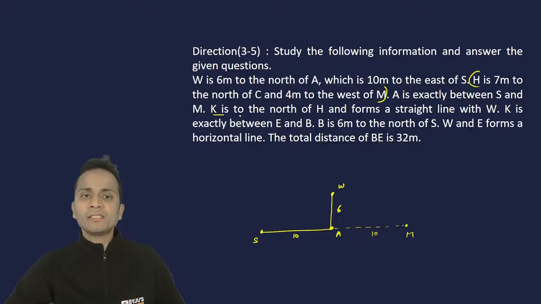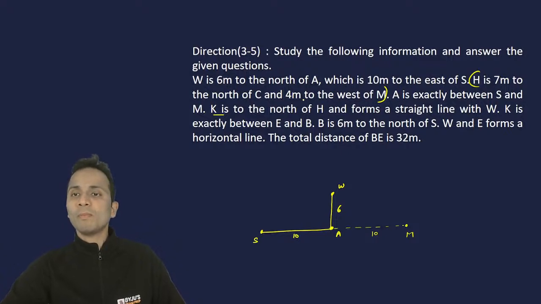Now K is to the north of H. I'll go back to the previous statement. H is 7 meters to the north of C and 4 meters to the west of M. Now H is 4 meters to the west of M, so H will be here. All right, 4 meters to the west of M.